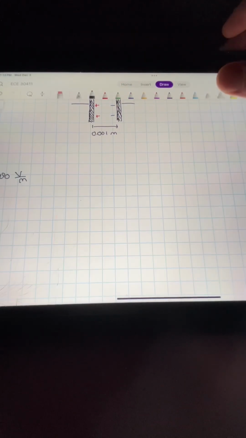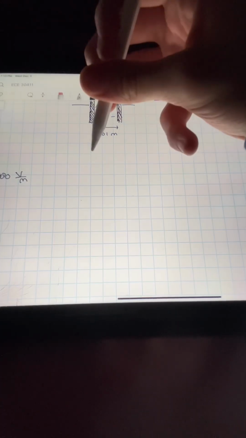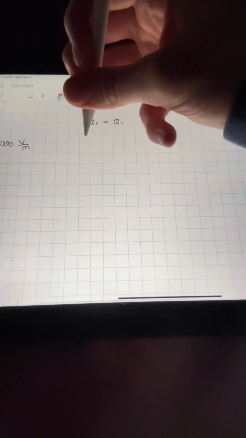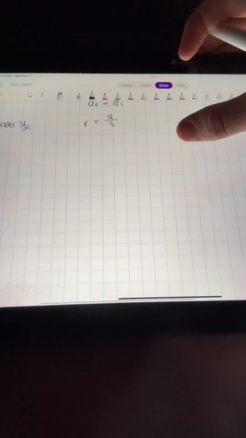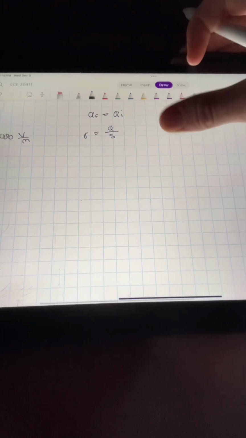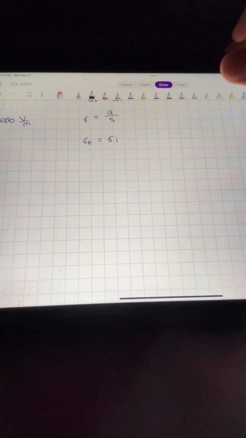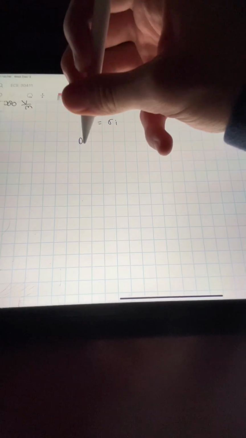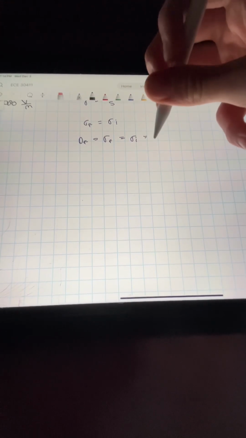So once the battery is removed, the charge cannot change. So the total charge on the plate stays the same. So we can write that QF equals QI. And we know that the surface charge density equals Q over S. And since Q and S don't change, the surface charge density also stays the same. So we can write that the final surface charge density equals the initial. And flux density equals the surface charge density, so we could write that DF equals sigma F, which equals sigma I, which equals DI.